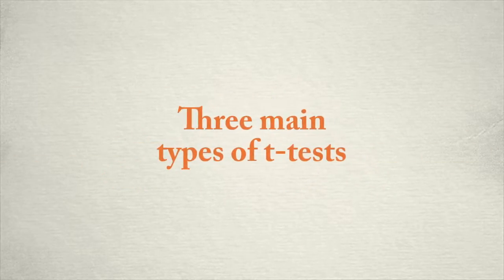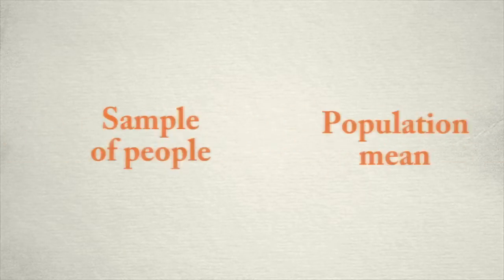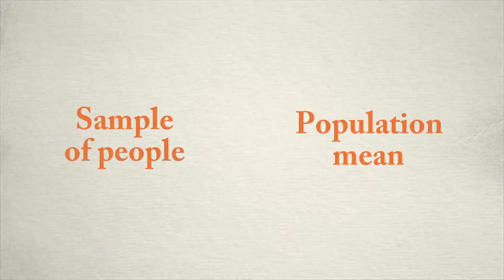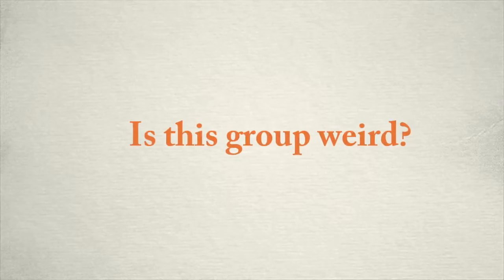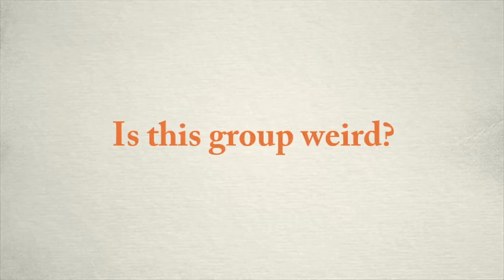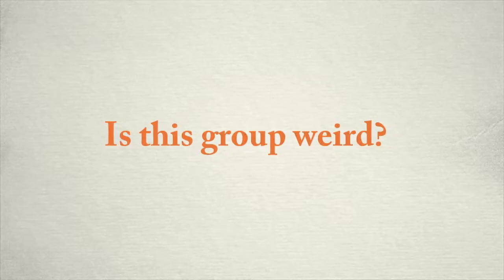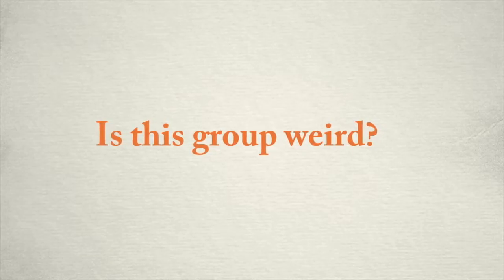There are basically three main types of t-tests. The first is called a one-sample t-test. I'll use this when I want to compare some group to some known or hypothesized average. Let's put that in plain language. One-sample t-tests are kind of like a weirdness test. If I collect data from a group of people, I can compare them to what I should expect to see. If they are different than what I expect to see, well, they're a little weird, aren't they?